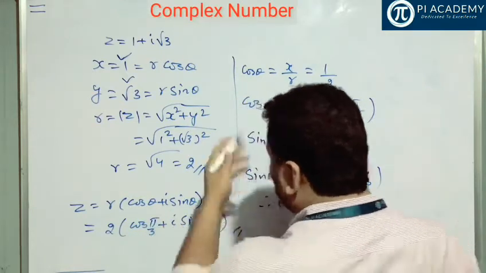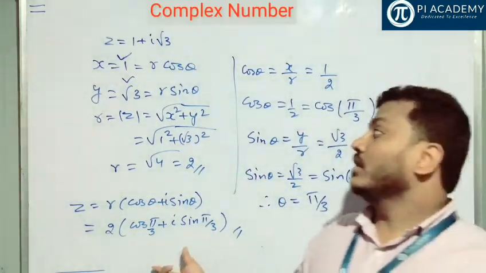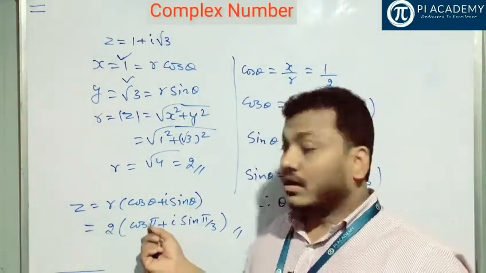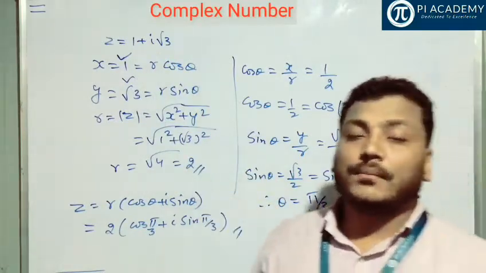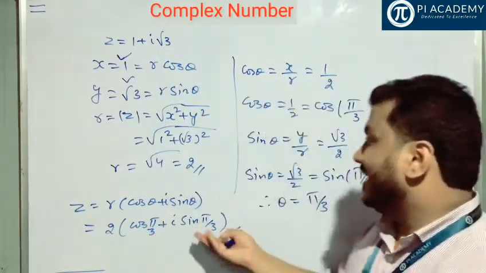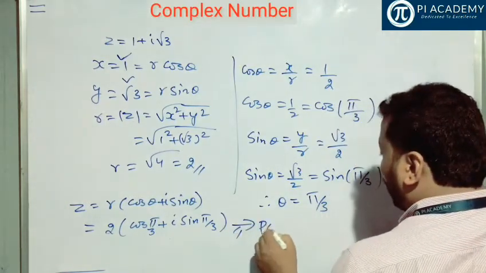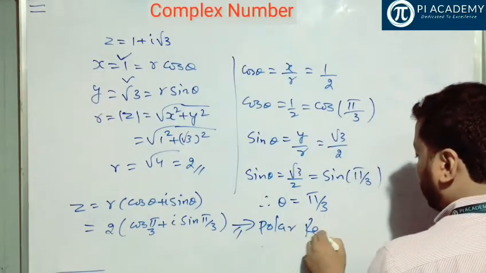This is your complex number. So this is your complex number. What was the equation? 1 plus I root 3 in the form of the polar representation. So this is the polar representation of your complex number.